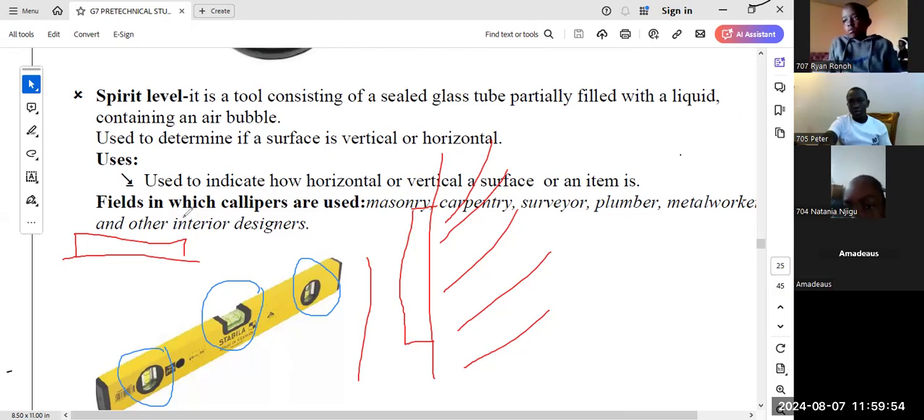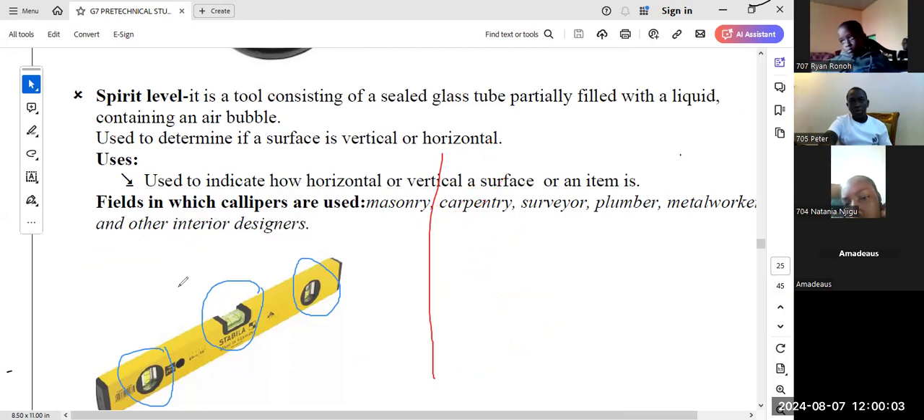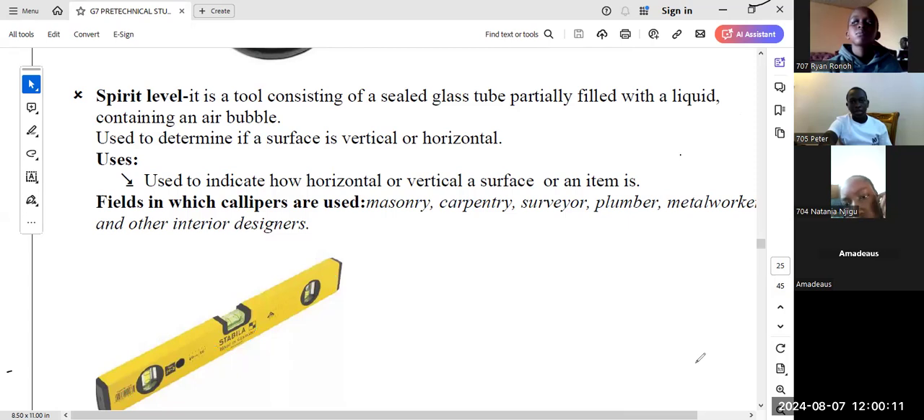Now, the fields in which the spirit level is used, we have masonry, carpentry, plumbing, survey, and metalwork.